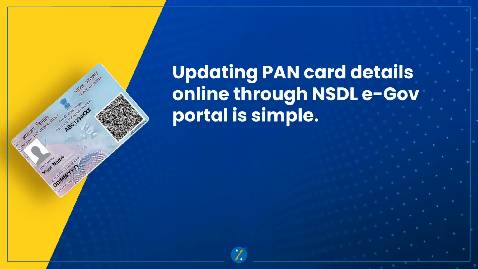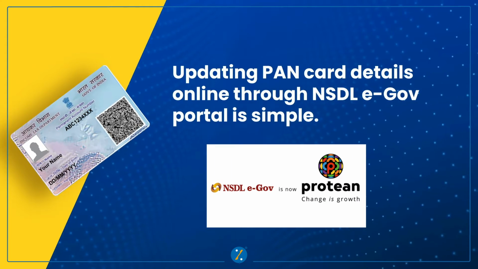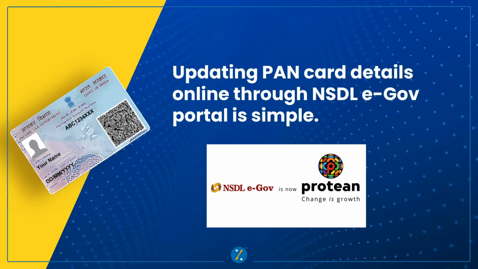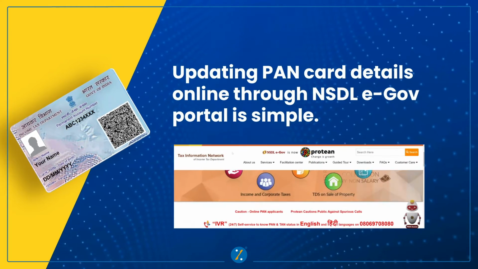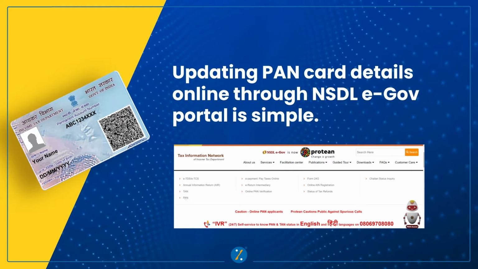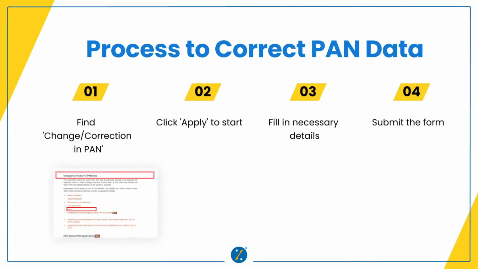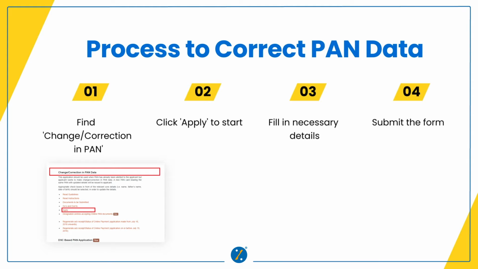Updating your PAN card details online is a simple process. We'll start by walking you through the steps on the NSDL e-Gov portal. You'll need to visit the NSDL e-Gov portal, click on the Services tab and select PAN from the drop-down menu. Next, you'll scroll down to find the Change Correction in PAN Data section. Click Apply to kickstart the process.